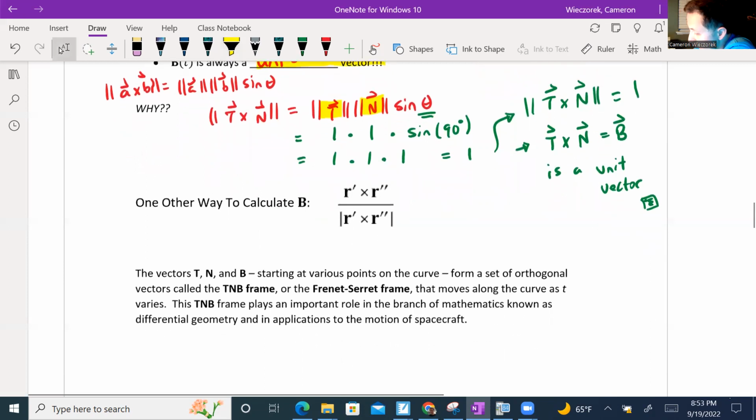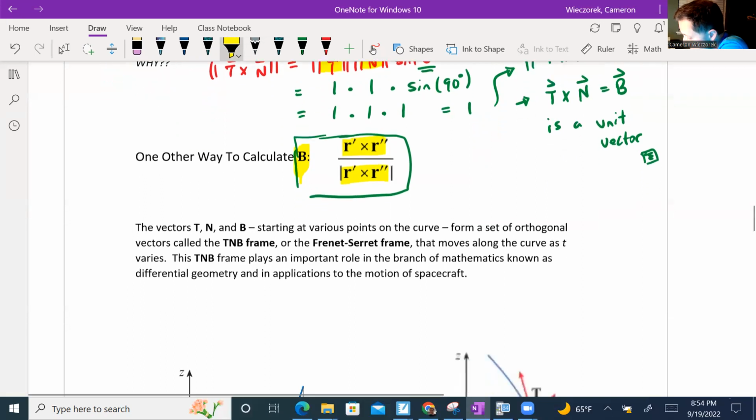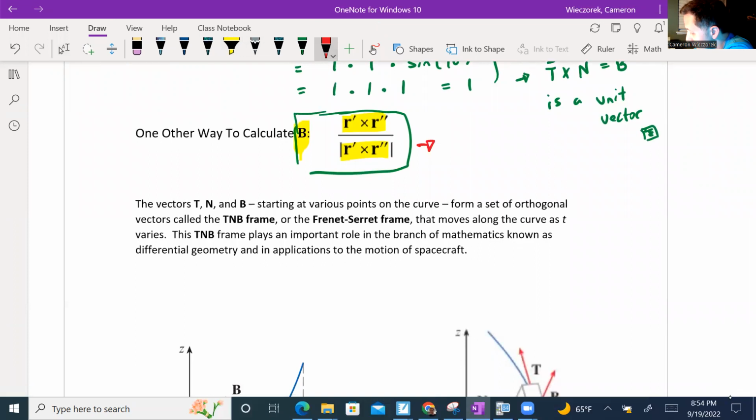Okay, another way, this will be a formula that might be a little bit easier to use depending on the problem. This is another one I would know for B. The binormal vector can be calculated using r prime cross r double prime. And since we want it to be a unit vector, we would divide by that magnitude, the magnitude of r prime cross r double prime. It just prevents you from having to calculate the unit tangent and the unit normal. So it's another one you could use. Fair game for WebAssign if you want to use it, or on a quiz or a test.